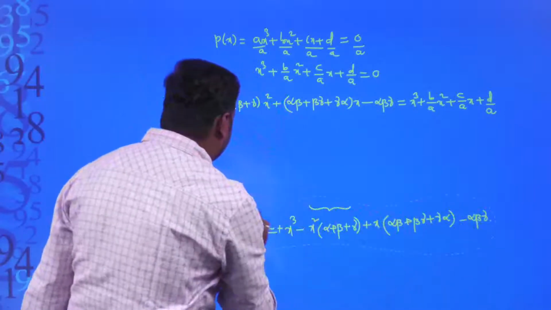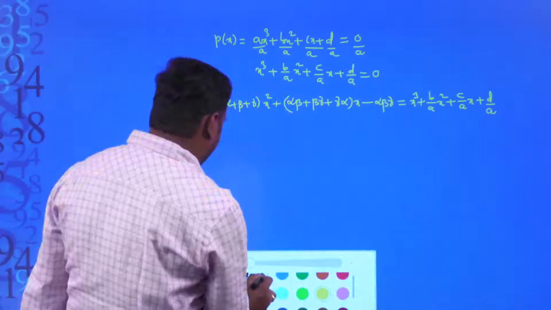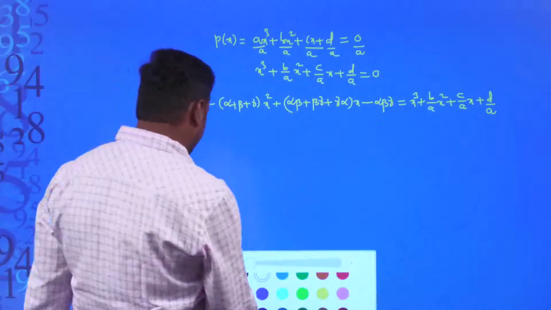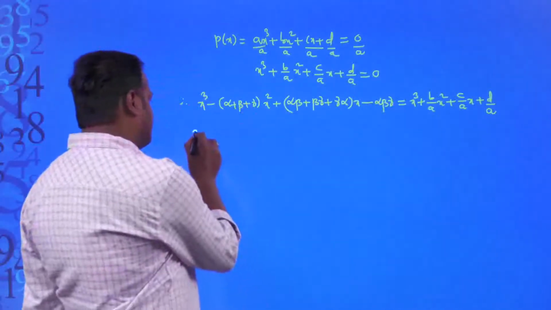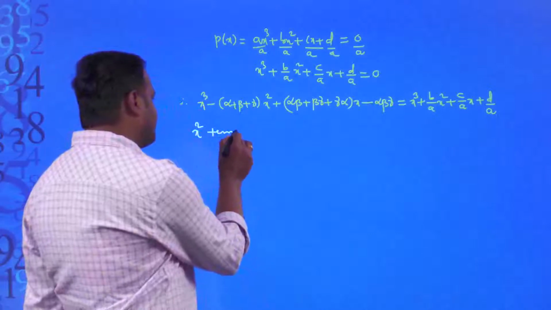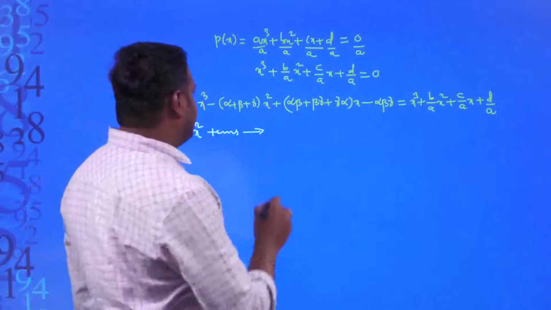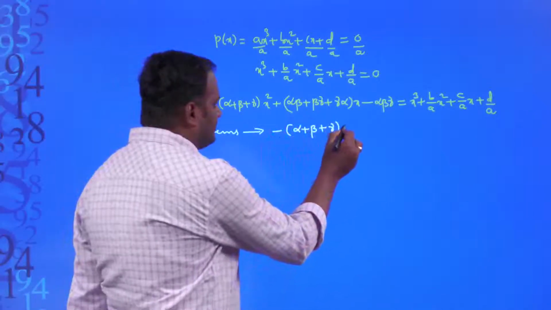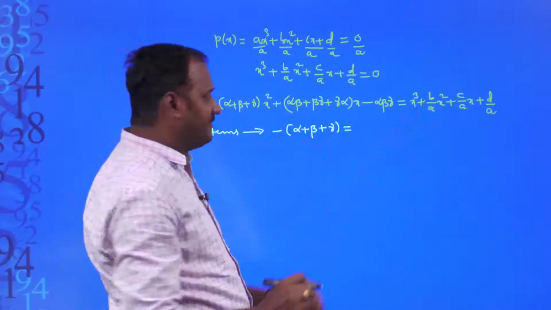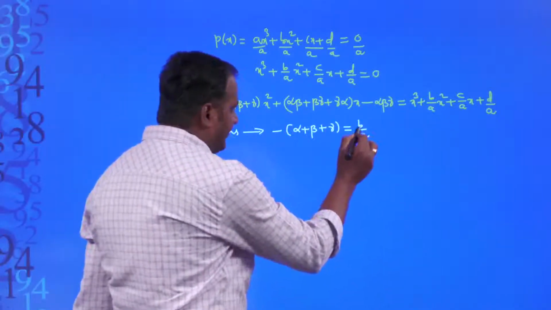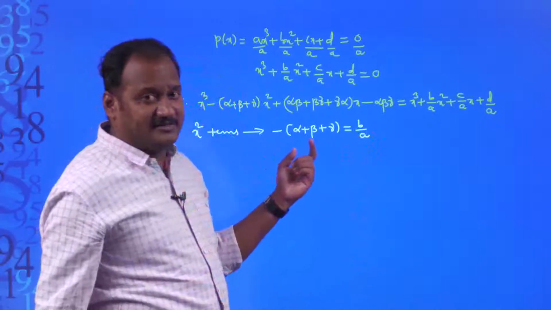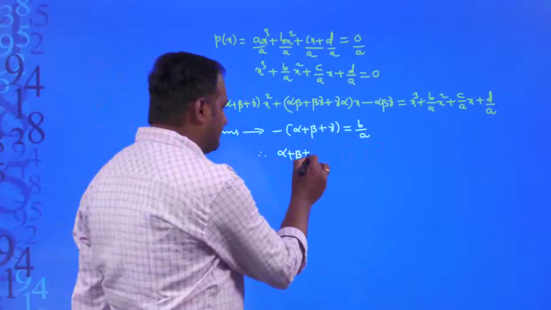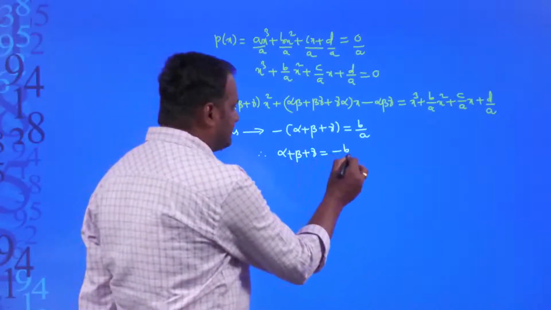x cube term to x cube term, x square term to x square term, x term to x term, constant to constant. Here x cube is equal to x cube, so it does not matter. Now comparing x square terms. So while comparing x square terms, we get here x square term is minus (alpha plus beta plus gamma), which is equal to b divided by a. Can you obtain what is the value of alpha plus beta plus gamma? Yes. Therefore, the value of alpha plus beta plus gamma is equal to minus b by a.